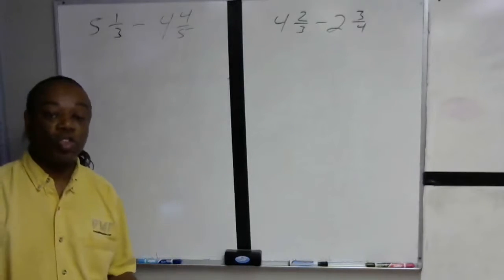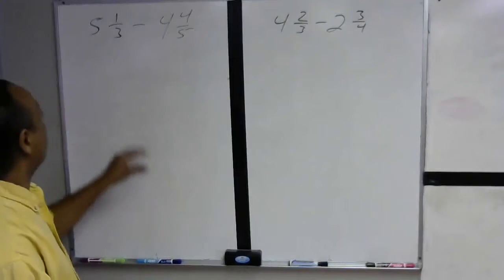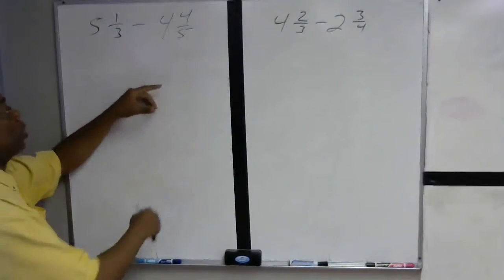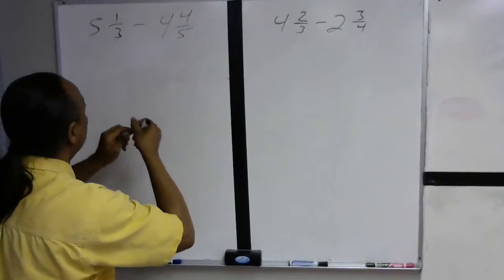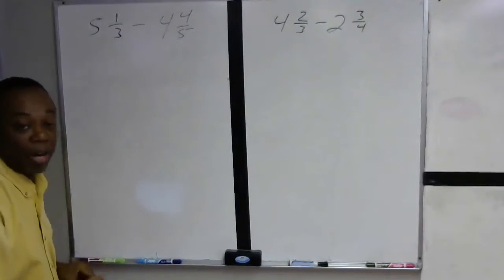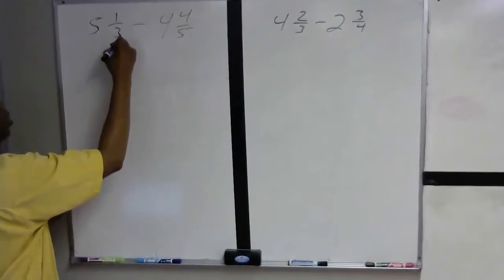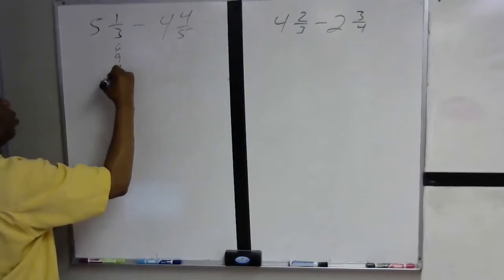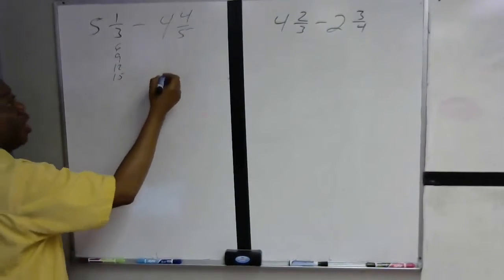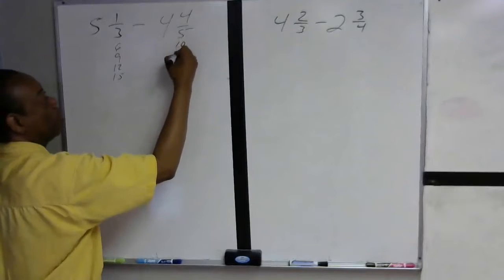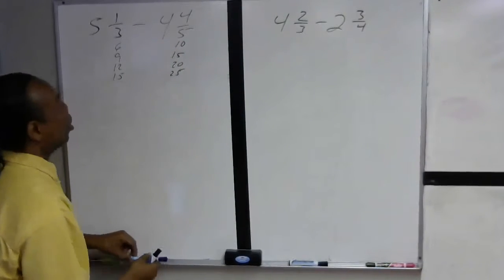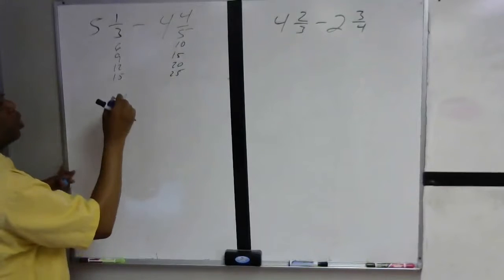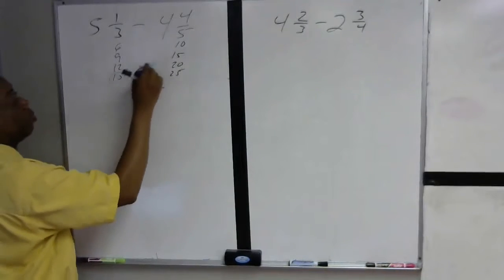Okay, subtracting mixed numbers. We want to subtract these two mixed numbers. First thing we settle is the issue of the fractions being different denominators. So let's go to the multiples of 3 and multiples of 5. For 3, we have 3, 6, 9, 12, and 15. For 5, we have 5, 10, 15, 20, and 25. All right, the least common multiple between them would be the 15.